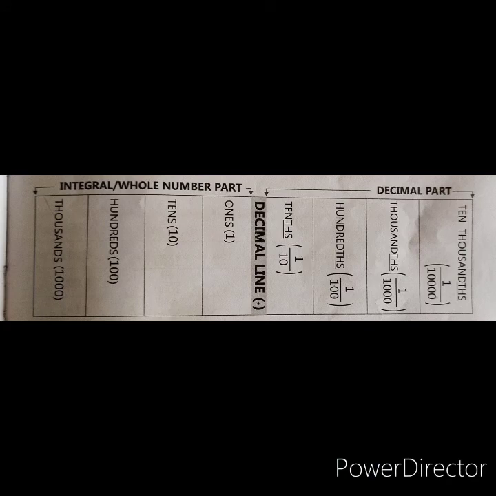You can see that the middle line is set as a decimal line where we are going to keep the point. Left of the decimal line is the integral or whole number part. To the left of the decimal line start the places ones, tens, hundreds and thousands, as we have in our number line. Right of the decimal line starts the decimal part, which we are going to say as tenths, hundredths, thousandths, ten thousandths, and it goes on.